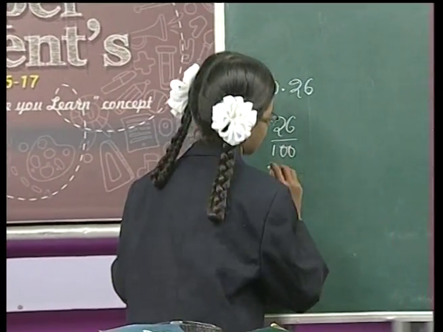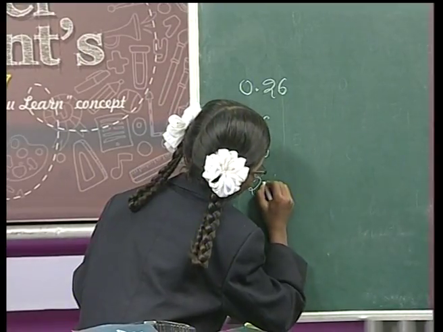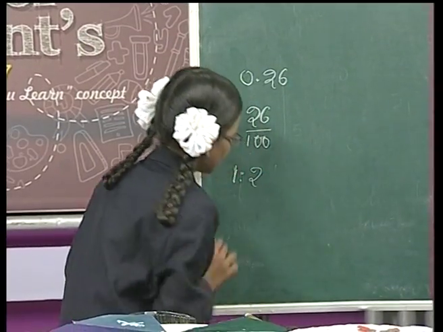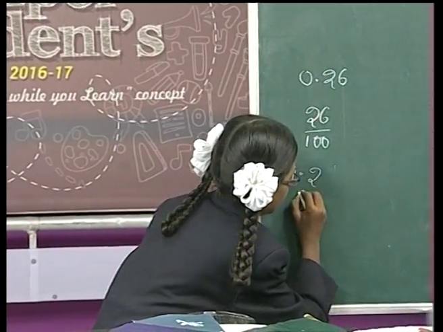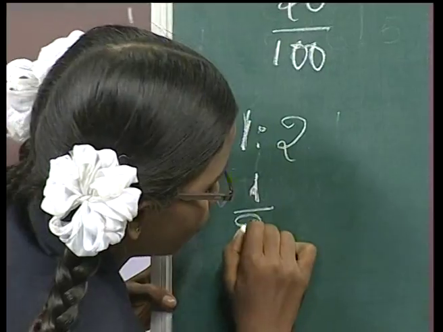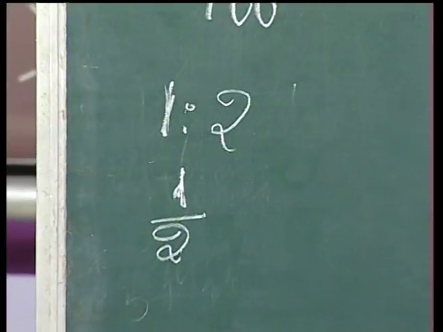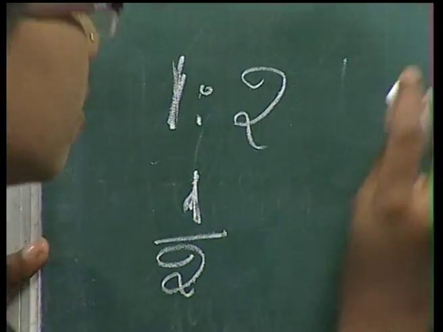Friends, the ratio is 1:2. Here first we convert it into a fraction, that is 1 by 2. Friends, this is a fraction. Now it is converted into a decimal by division.